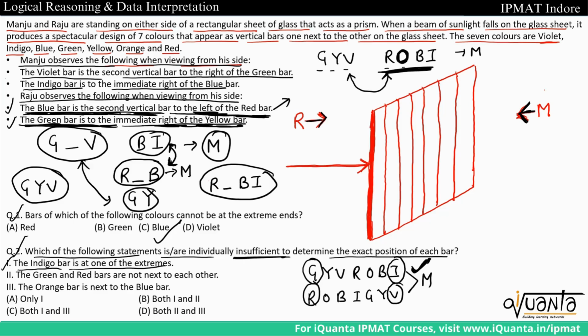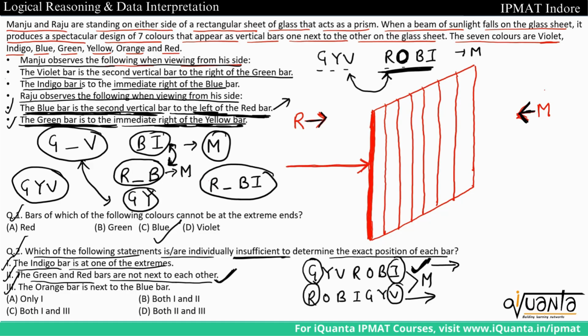So let us read the second statement. The green and the red bars are not next to each other. So in case 1, we can see that we do not have green and red bar next to each other. In second case also, the green and red bars are not next to each other. So we can have both the arrangements possible. So this is insufficient to determine the exact position of each bar.